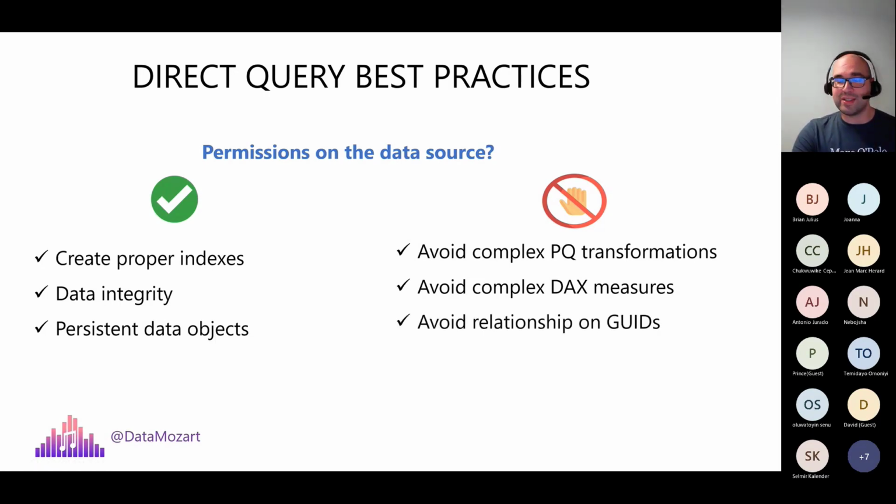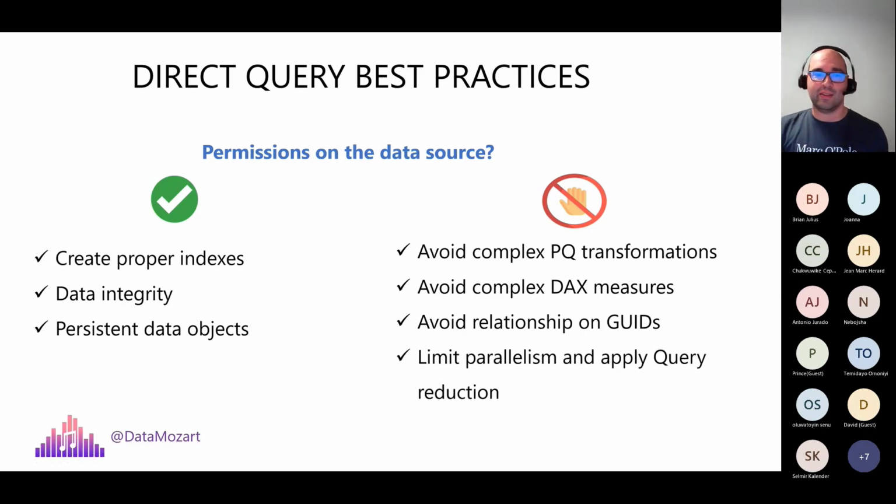Avoid relationships on GUIDs. GUID is a special data type that exists in many relational databases. It's a unique identifier. Power BI simply doesn't support this data type and needs to apply some data conversion during the query execution, which obviously affects the performance. Here, the solution is to convert this data type within the source database before Power BI generates its own queries.